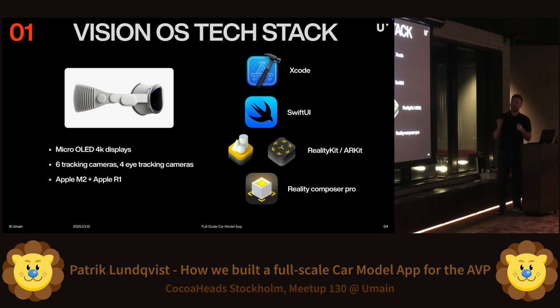What enables this device a lot is its 6 tracking cameras, which are used to track the world around it and the objects in it. It is also with these 6 tracking cameras that we enable hand tracking, which is a feature of the Vision Pro. We also have 4 cameras inside the headset looking at the eyes, enabling high precision eye tracking. And all of this is powered by Apple's M2 and R1 chip, which work together to render this at runtime.